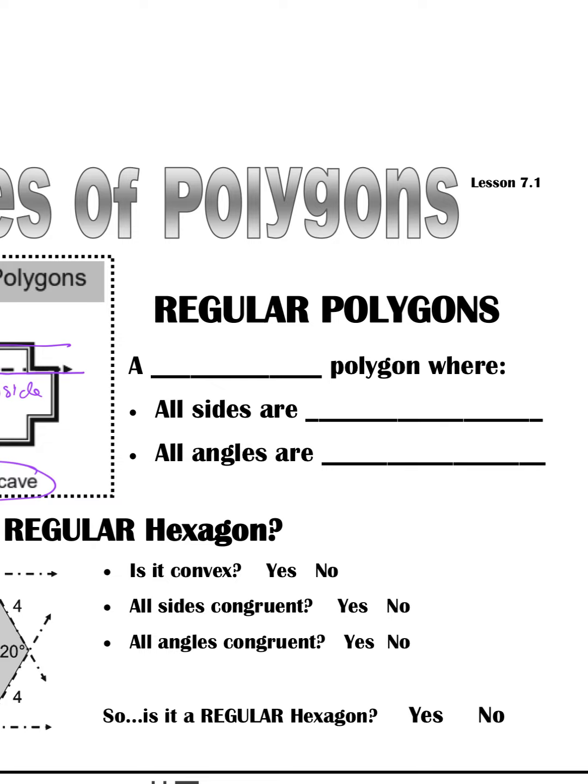A regular polygon is a convex polygon where all sides are congruent and all angles are also congruent. So all the sides and all the angles have to be the same.